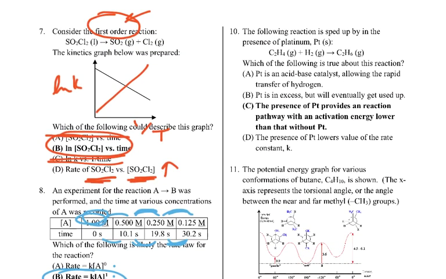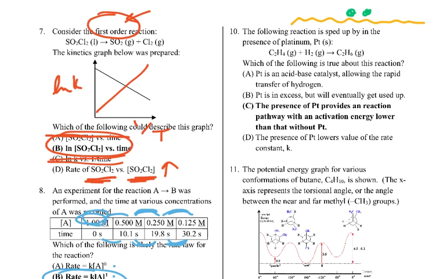For number 10, the following reaction is sped up by the presence of platinum. Which of the following is true about this reaction? Well, platinum is a catalyst, and platinum works because of the surface, and so things come and adhere to the surface, like we saw in our ChemStudy movie. So which of the following is true about this reaction?